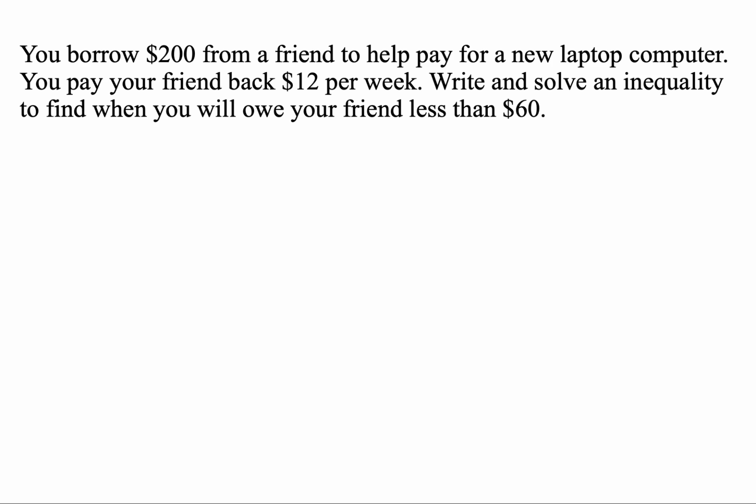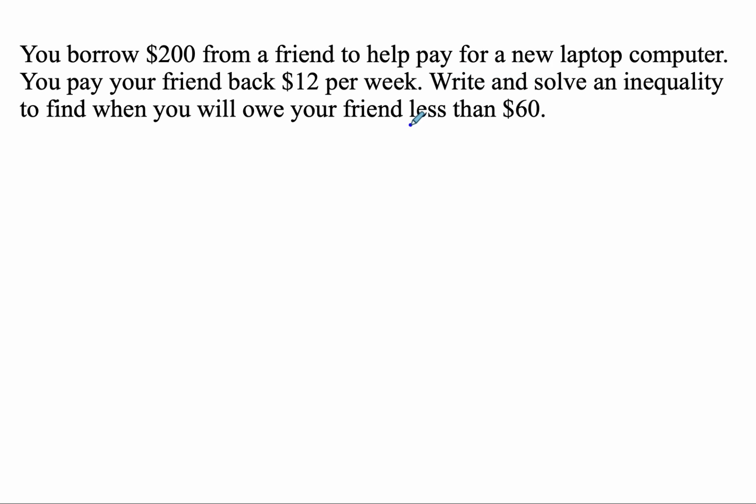All right, we're going to look at some story problems here. So for this one, it says you borrow $200 from a friend to help pay for a new laptop computer. You pay your friend back $12 per week. Write and solve an inequality to find when you will owe your friend less than $60. Okay, so we need to borrow $200. We're going to pay back $12 every week. We want to know when we owe our friend less than $60.